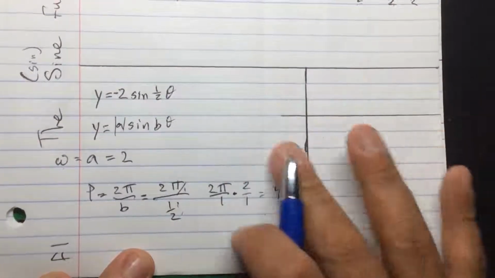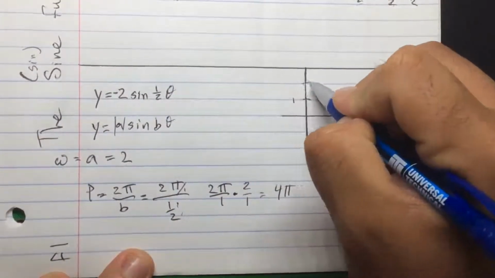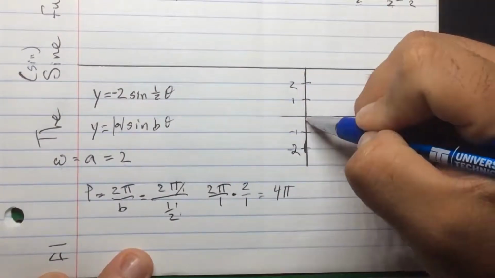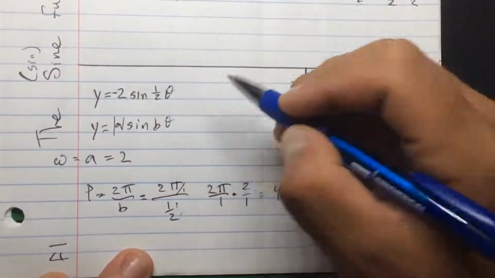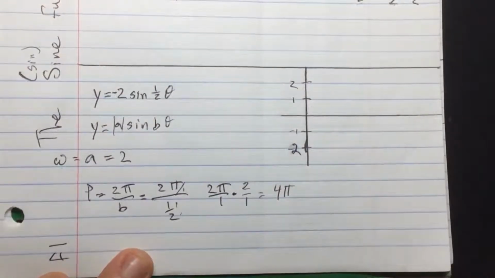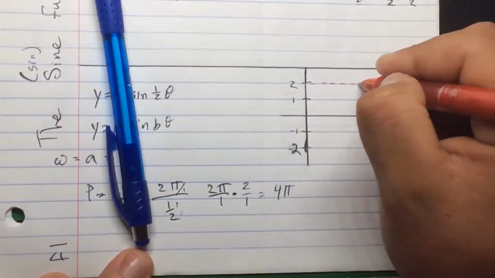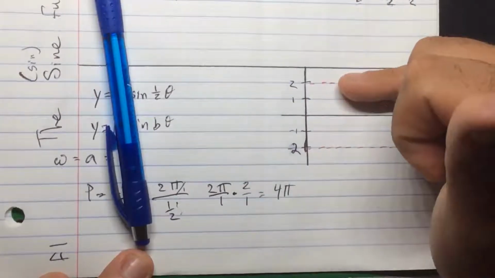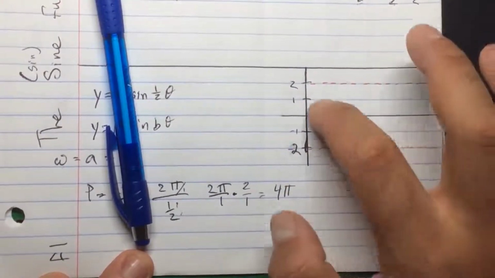So now we can start plugging things into our graph. We see our amplitude is 2, so we can go 1, 2, -1, -2. Since there's no k out here that would move it up or down, which we'll talk about in the next sine function, the center stays at the axis. Once again we're going to do our dotted lines to show that the sine graph is not going to go above the 2 at the top or below the 2 at the bottom. Nothing's going to live up here or down here. It's only going to live inside here.